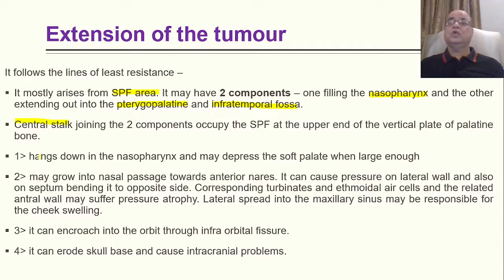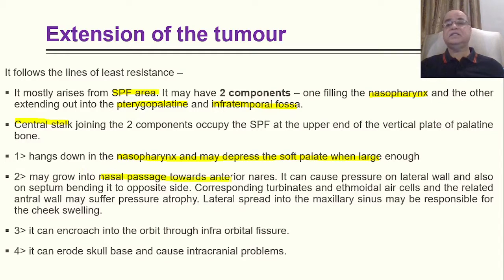So that's why we call it a dumbbell shaped mass. The signs and symptoms will depend upon the extension of the tumor. The tumor may extend into the nasopharynx and it may depress the soft palate when it is large enough, and at that time it will definitely affect the speech of the patient, which will have no nasal twang. So the speech will be what we call rhinolalia clausa.